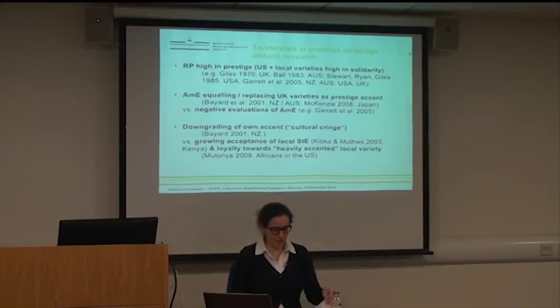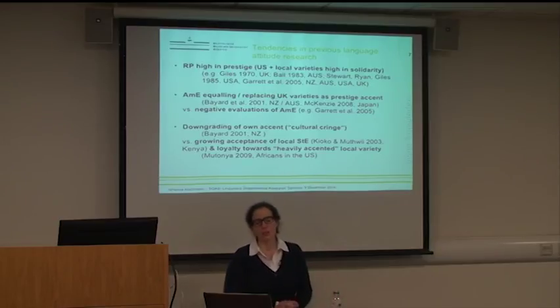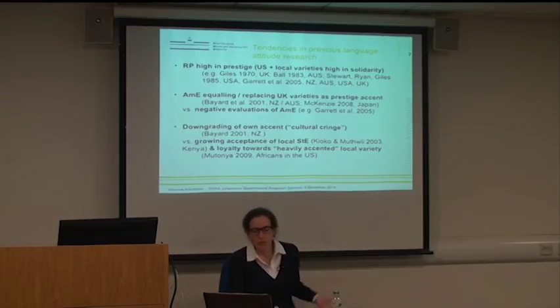Okay, previous tendencies in language attitude research, to give you some background, especially in the early studies on varieties of English and attitudes towards them. There have been a lot of studies that have shown that RP is evaluated as very high in prestige. But on the other hand, US English and/or local varieties from the settings where people did their research were sometimes evaluated as high in solidarity. Examples of this are Giles in the UK or Ball for Australia, and the others you can see there.